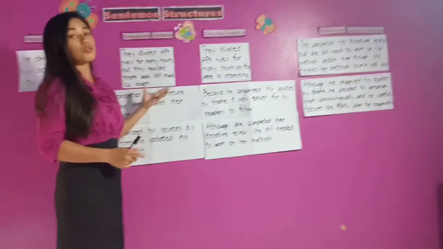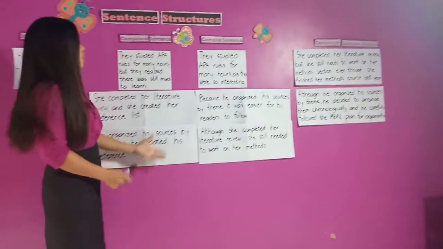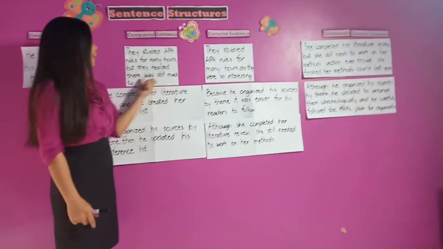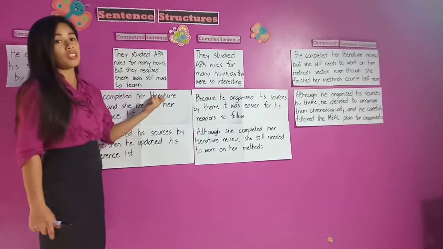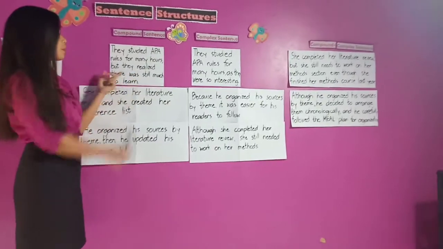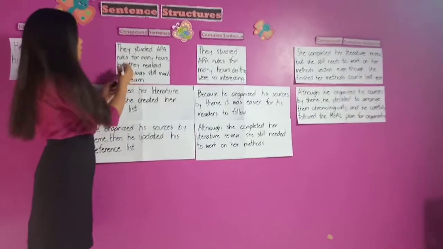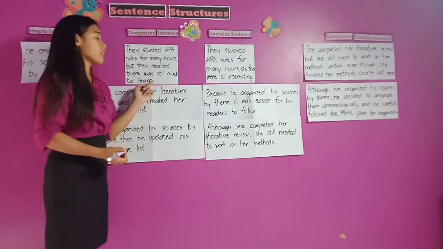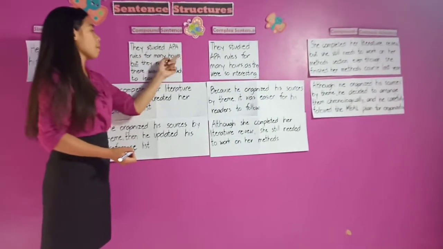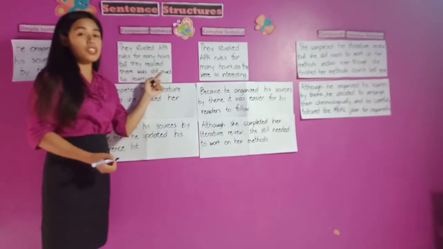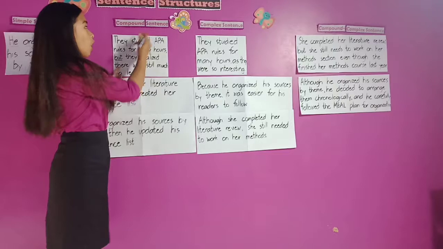So let's look if these sentences are correct. They studied APA rules for many hours, but they realized there was still much to learn. So these clauses are conjoined by but. The conjunction here is but, and there are two independent clauses, which are they studied APA rules for many hours and they realized there was still much to learn. So this is correct. This sentence is a compound sentence.